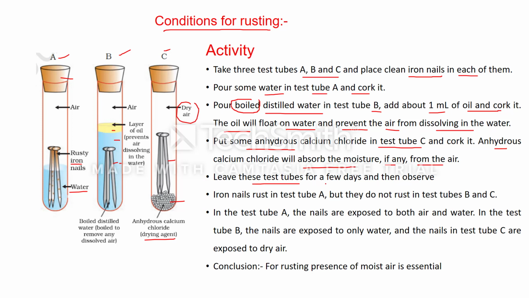Leave these test tubes for a few days and then observe. And what we will observe after a few days: iron nails rust in test tube A, but they do not rust in test tubes B and C.